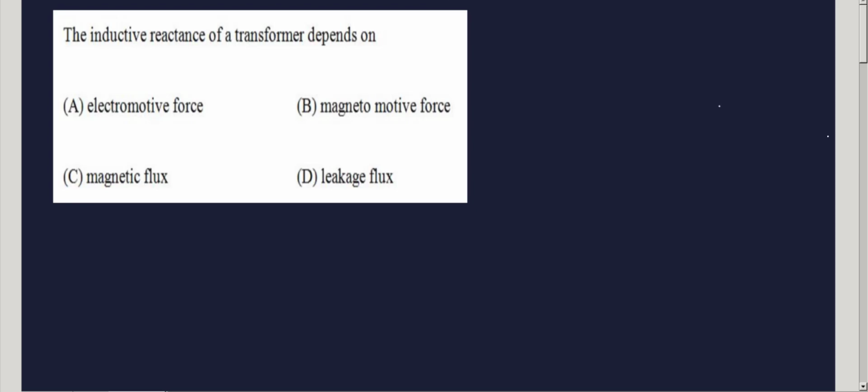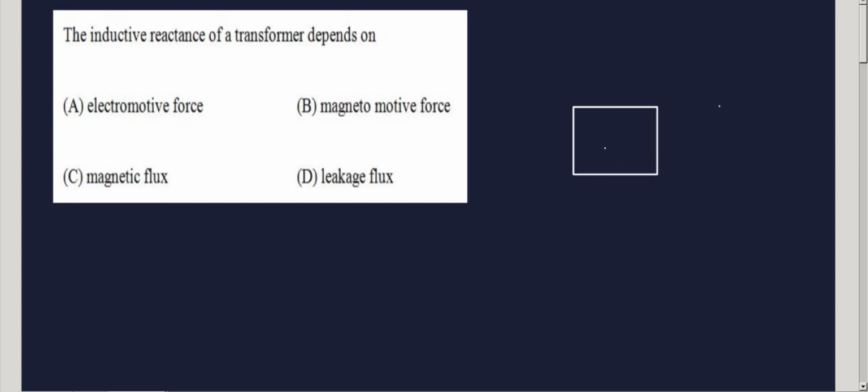The first question is: inductive reactance of a transformer depends upon? The given options are electromotive force, magnetomotive force, magnetic flux, and leakage flux. We know very well about the transformer operation.